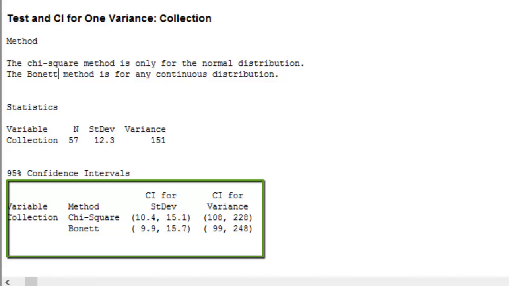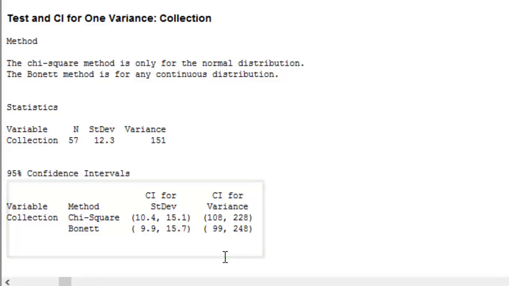So if I assume that the data was non-normally distributed, I will use the figures coming from the Bonett test, which in this case is saying that the confidence interval of the standard deviation will be between 9.9 and 15.7, while for CI of variance, it is saying 99 to 248. Please remember, normality test is imperative before you do such baseline tests.